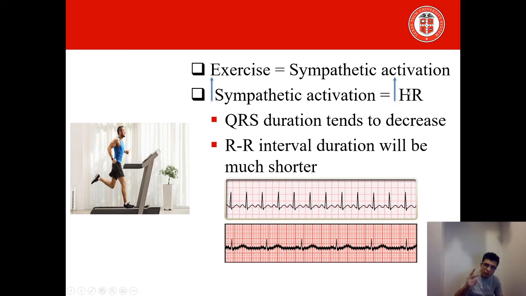There are two changes which take place in an ECG while somebody is doing exercise. The first one is, of course, not shown very well in this ECG, but the QRS complex duration, or the time on the x-axis, gets shorter once we do exercise. This ECG below is a normal ECG at rest with no exercise. The one on the top is when the person is doing exercise. So ideally, this duration should be more, this duration should be less. The second change is that the RR interval duration is much shorter.